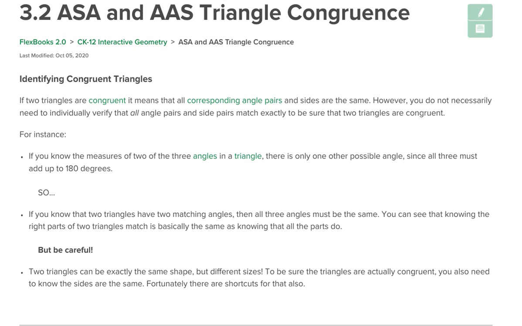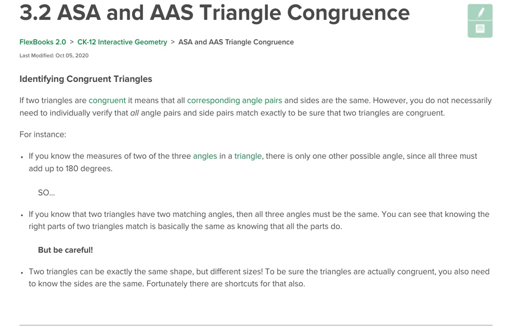So taking a look at where they start here, I'm just going to read this out loud, especially because the way they phrase it is helpful in the way that the logic is presented. If two triangles are congruent, it means that all corresponding angle pairs and sides are the same. Let's break that down. If two triangles are the same, then all the angles on the inside of both those triangles have to be the same as well. So angle A and angle A prime, which represent the same part of the triangle, have to be the same if these two triangles are congruent.